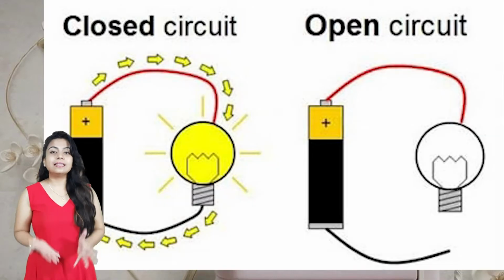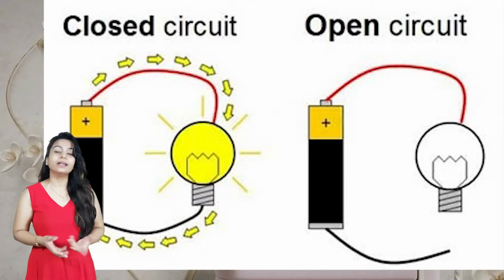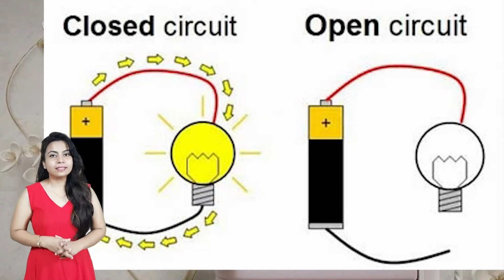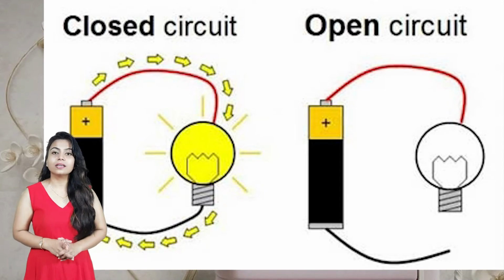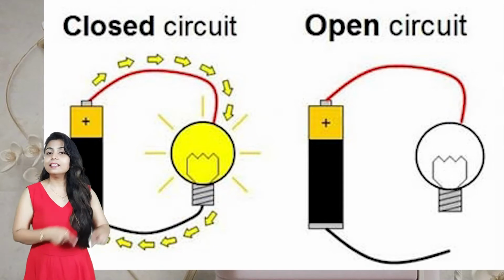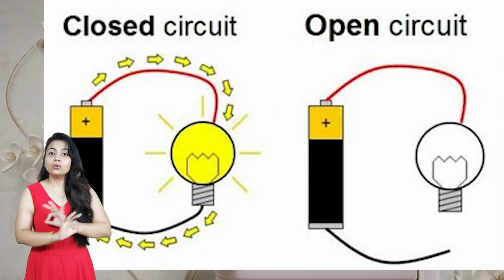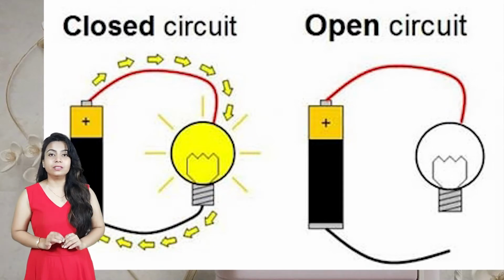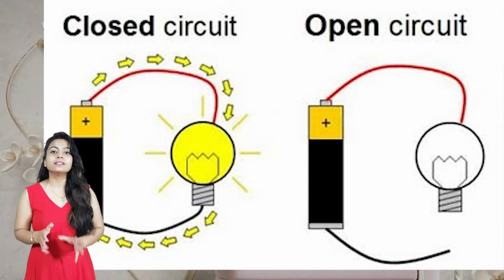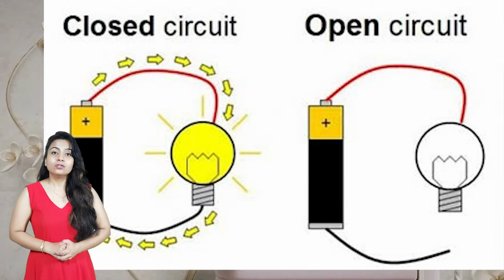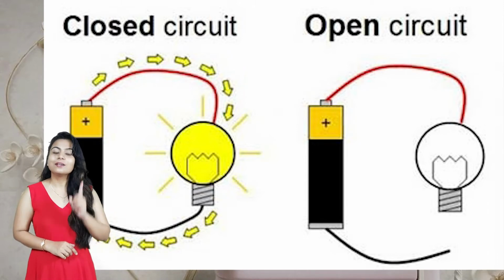So here you can see in the images there is a closed circuit and there is an open circuit. In the closed circuit, the bulb is glowing because it is complete and it is not at all broken at any point. And in case of the open circuit, the bulb will not glow because it is open at one point. So the condition is the circuit should be closed.